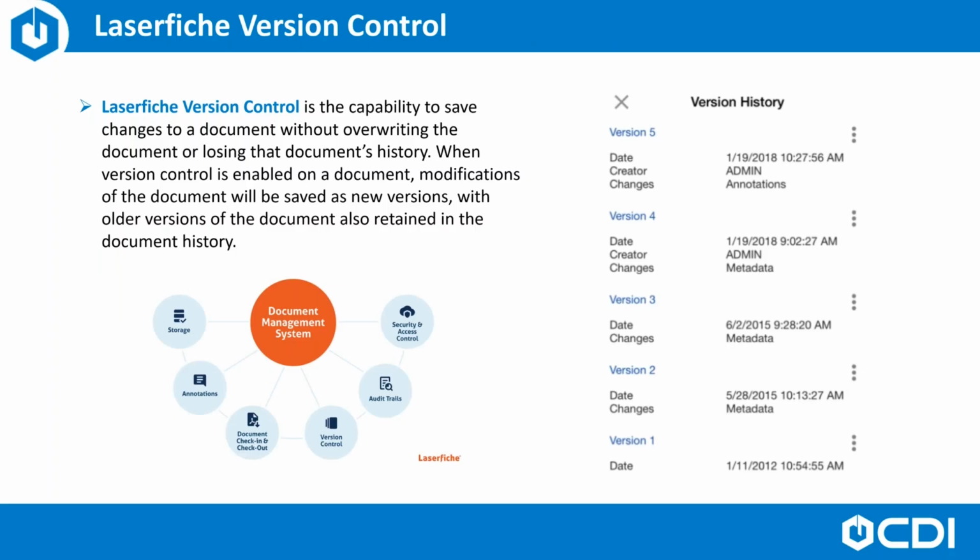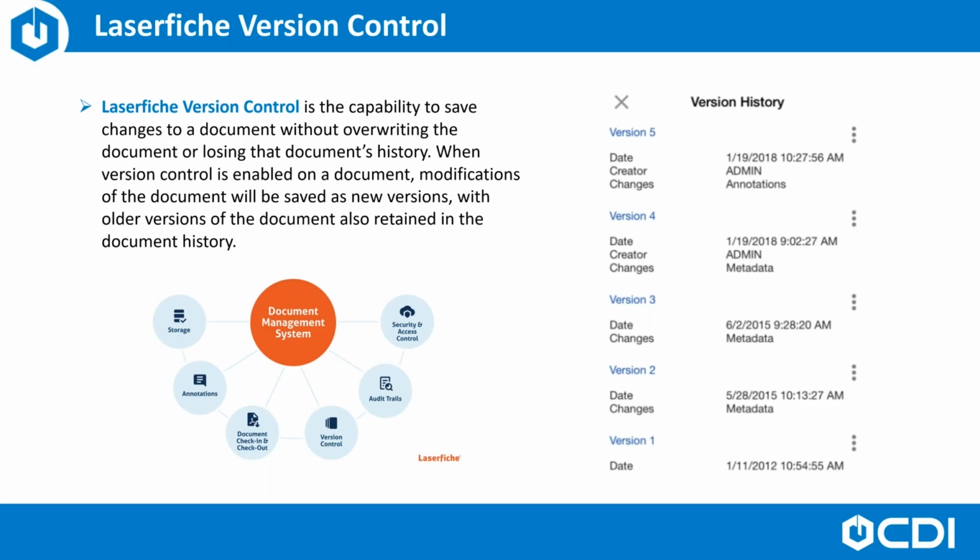All right, let's expand a little bit on Laserfiche version control. This is extremely useful if you have documents in Laserfiche that are not yet the final archived copy. These will be documents that users are still collaborating upon, generally Microsoft Word documents, Excel documents. Those are still the living, breathing documents where we want to manage version control. But really in Laserfiche, you can track versions of any document that's stored within the application. So version control is the capability to save documents without overwriting the document or losing that document's history. When version control is enabled on a document, modifications of that document will be saved as new versions, with older versions of the document also retained in the document history.